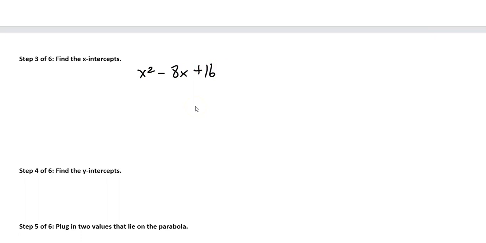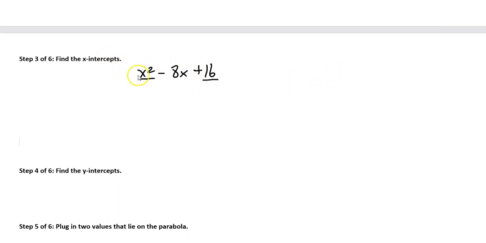You can use any method you want when finding these x-intercepts. What I do want you to be cognizant of is, look at this very carefully. I have a perfect square trinomial. So this can literally be just turned straight into, you can factor it that way. But to stay in the practice of it, let's go ahead and use the quadratic equation. Watch what happens.